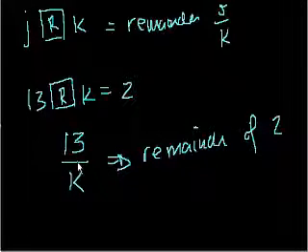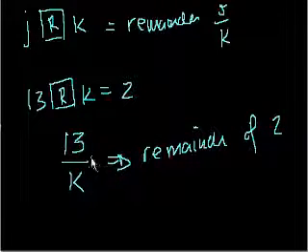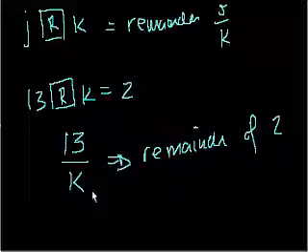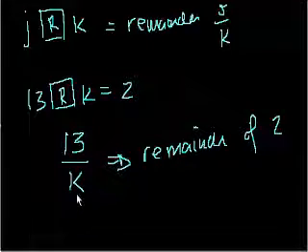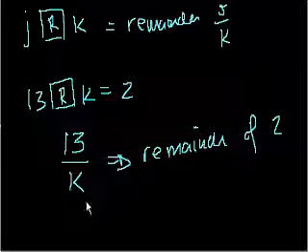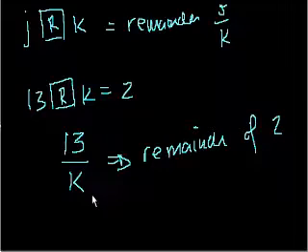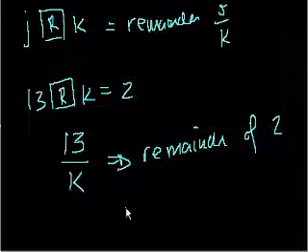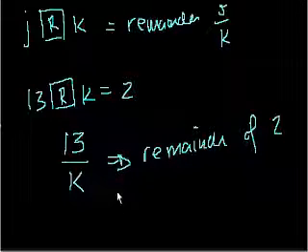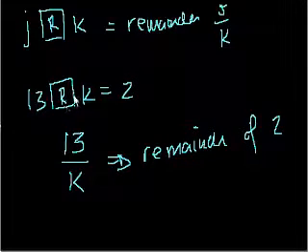Well, what number when I divide into 13 gets a remainder of 2? Another way to think about it is that 13 minus 2 is a multiple of this number. What's 13 minus 2? It's 11. So 11 is a multiple of k, and 11 is only a multiple of 1 and 11, so k has to be 11. And you can test it out. If you get confused, just try out different numbers.